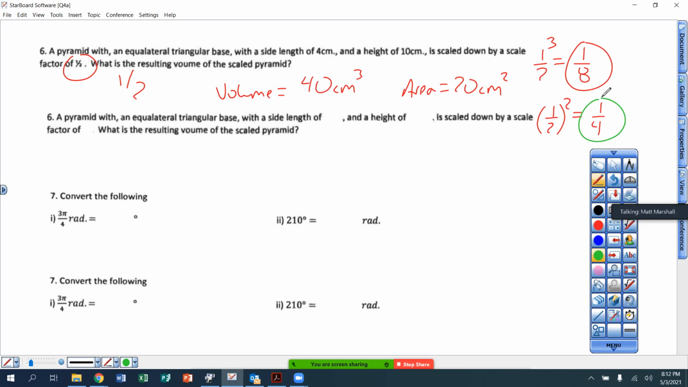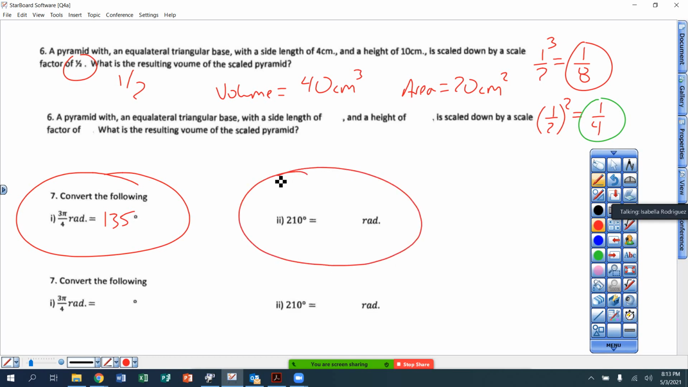Okay. Next, there are these problems where you're converting from radians to degrees and degrees to radians. Do you feel strong on those? I mean, we could get back to those. What'd you get for number 7? Number 7, I got 135 degrees. All right, that's what I got. What did you get for the next one? I got 2 pi over 3.